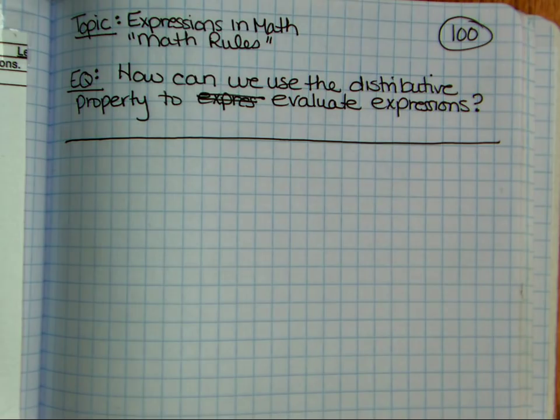It is titled Expressions in Math, Math Rules, and the essential question is, how can we use the distributive property to evaluate expressions? Please pause the video if you need to write that down, or you can go back. So the first property that we're going to talk about today is the commutative property.